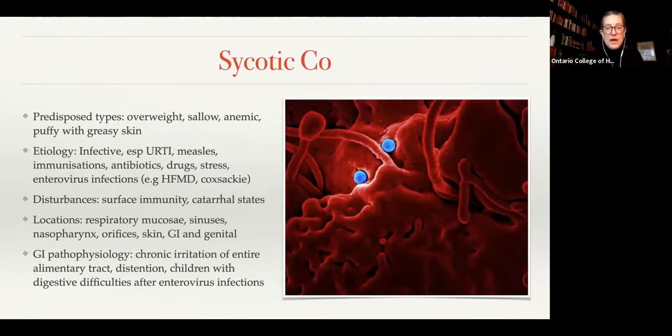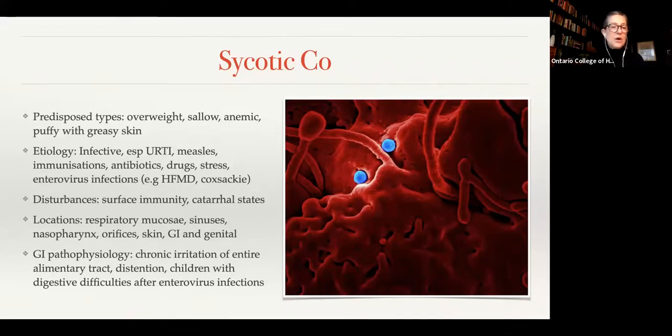All right, the last bowel nosode we're going to be discussing is psychotico. So the predisposed types for this remedy are overweight, sallow, anemic, puffy with greasy skin. The etiology is infective, especially upper respiratory tract infections and measles, immunizations, antibiotics, drugs, stress, enterovirus infections such as hand, foot, and mouth disease and Coxsackie infections.